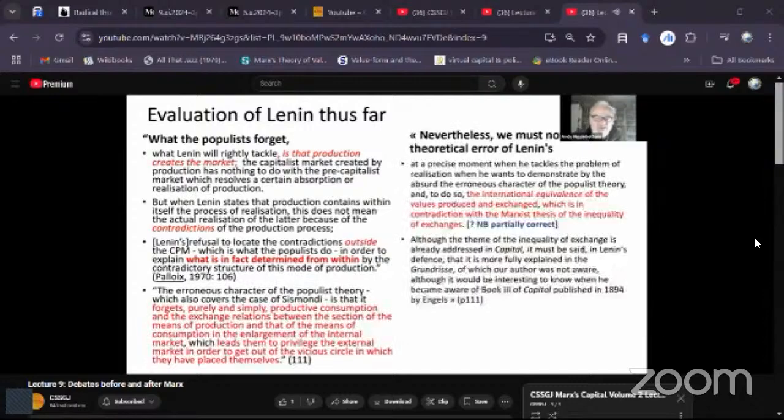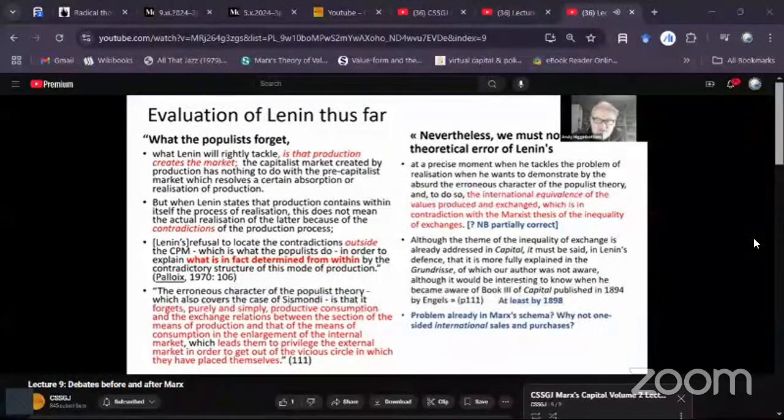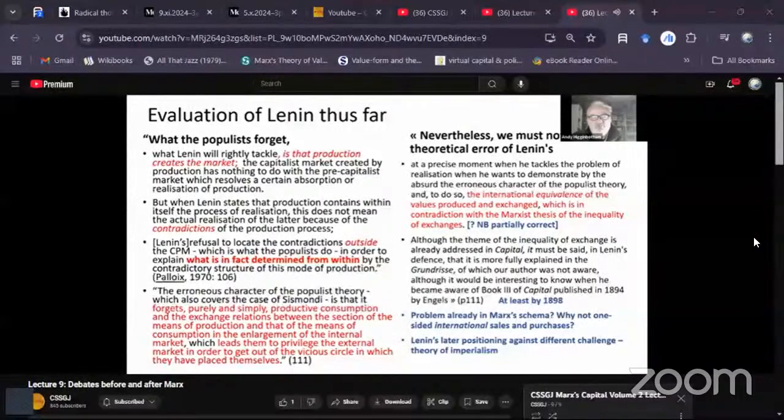So in evaluating Lenin so far, I'm just using Palois here, right? He's more critical of the populists than he is of the legal Marxists economically, but politically, he's more critical of the legal Marxists than he is of the populists, if that makes sense, right? Okay. There is one issue with what I would call the early Lenin: he's very loyal in his defense of Marx.